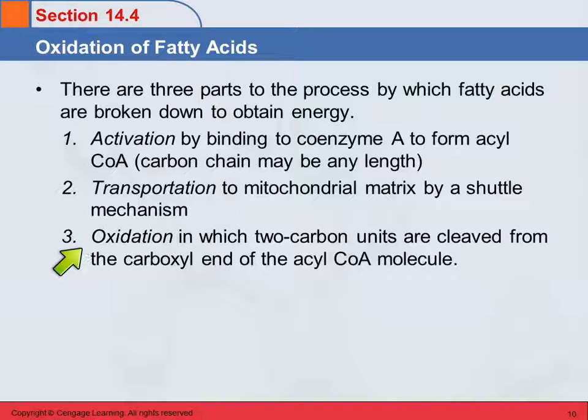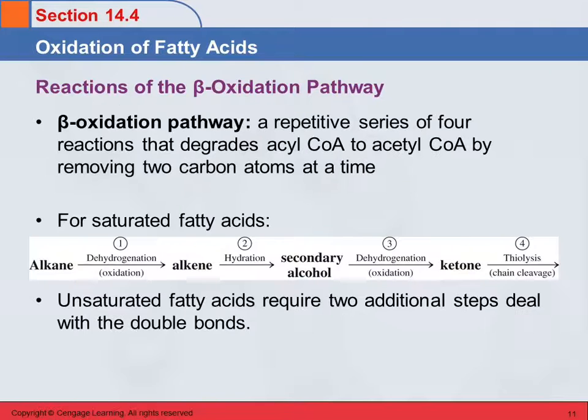In the oxidation, we have 2 carbon units cut off from the carboxyl end of the acyl-CoA. So it's like you got this big, I don't know, big roast or something all ready to go, and you put it in this place, and then it slices stuff off the end. That's how I'm picturing it in my head. And that oxidation is called the beta oxidation pathway. And that is just a repetitive series of 4 reactions that takes the acyl-CoA down to acetyl-CoA by removing 2 carbons at a time.